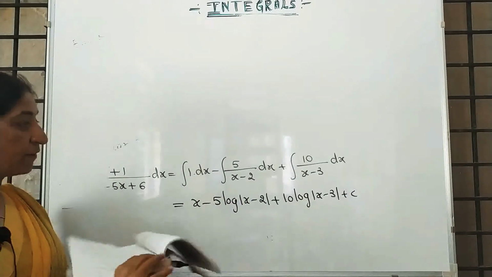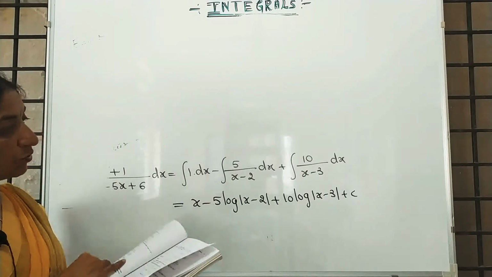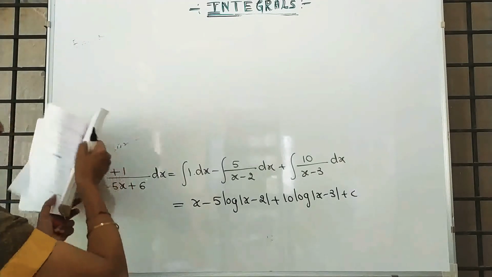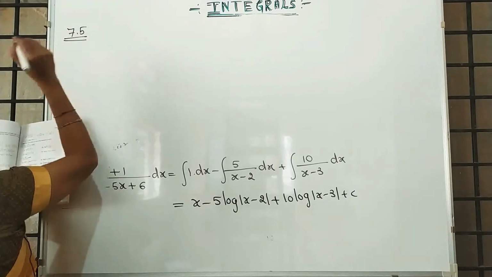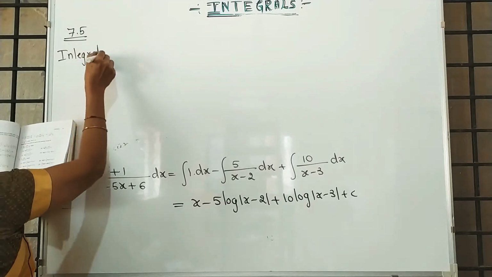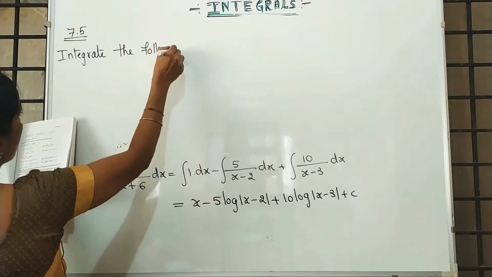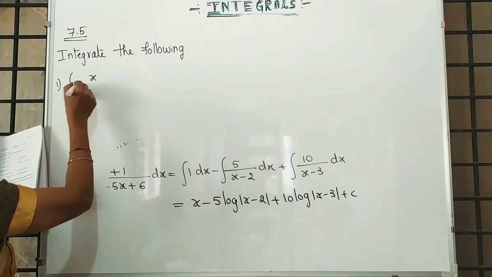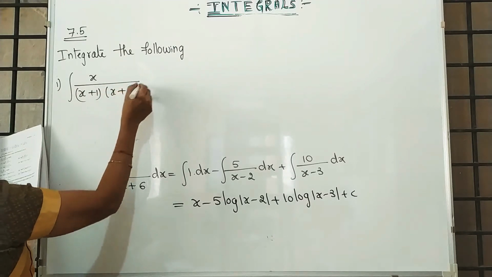In 7.5 they will not mention which method is applicable. So we just have to identify which method is applicable and solve. So exercise 7.5. Integrate the following. First problem: x upon (x plus 1) into (x plus 2) into dx.